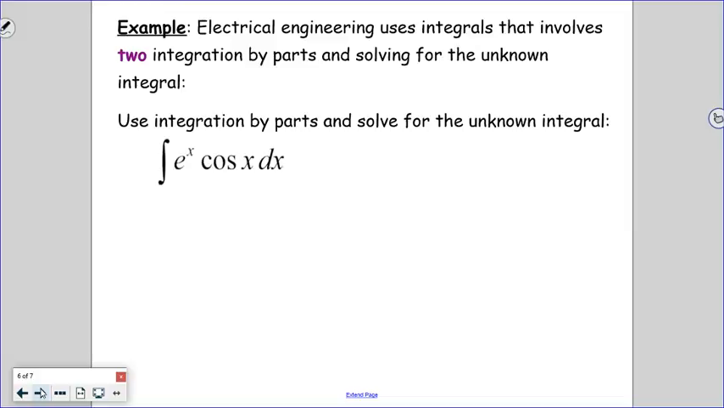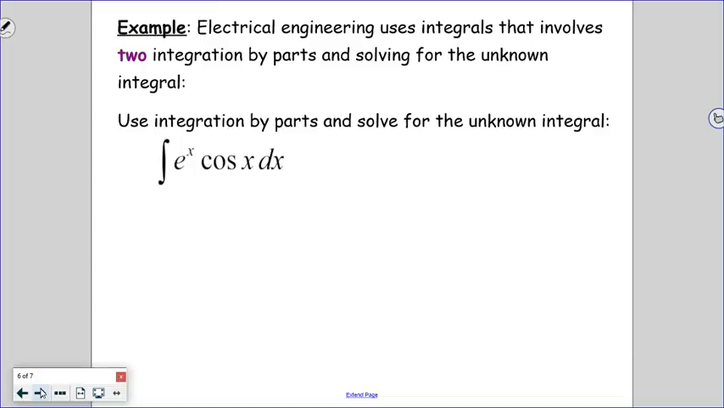So use integration by parts. We know by the directions above we're going to integrate twice by parts to solve for the unknown integral. So at the end of this, you will have your unknown integral equals. So you will have the integral of e to the x cosine x dx equals, and we will have then our answer after that, okay?